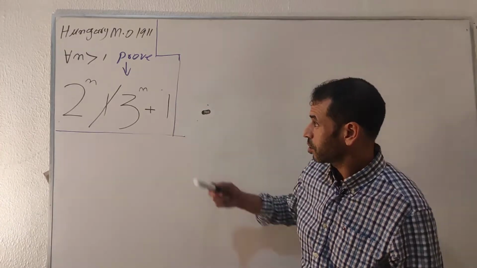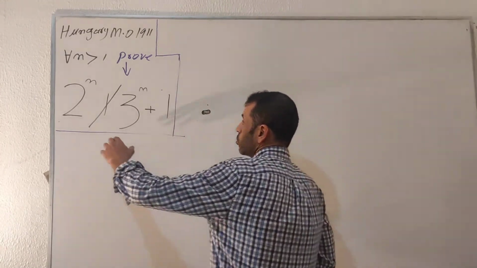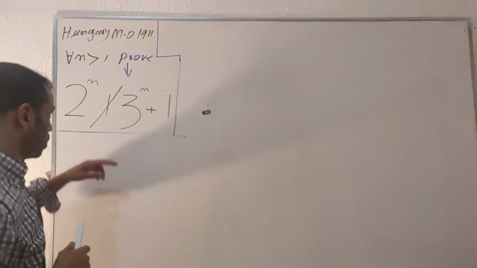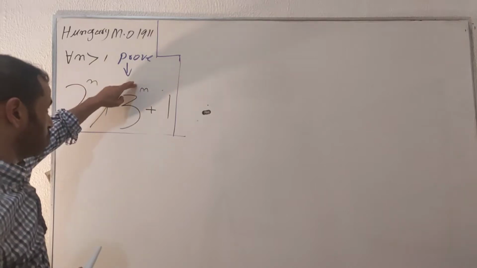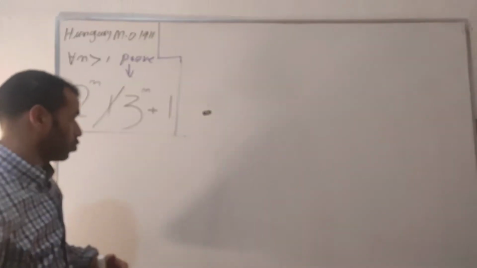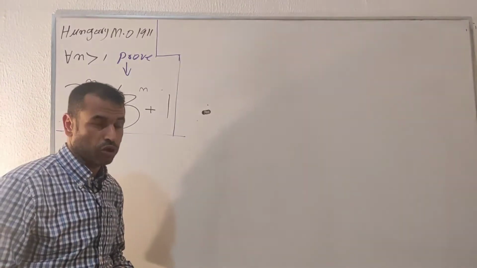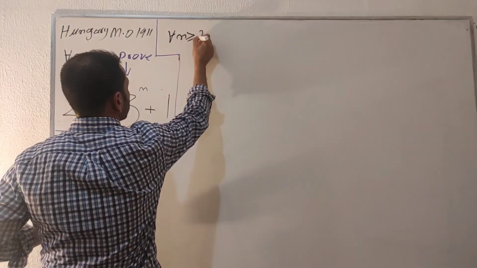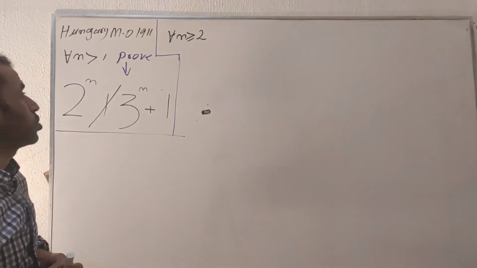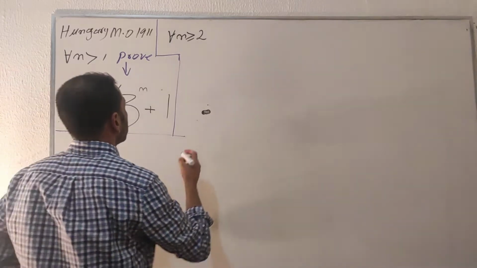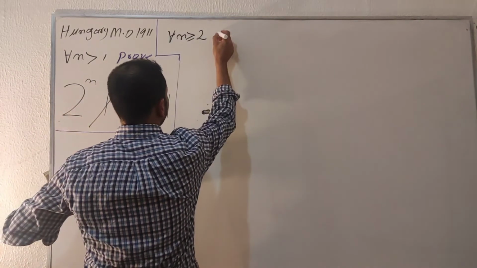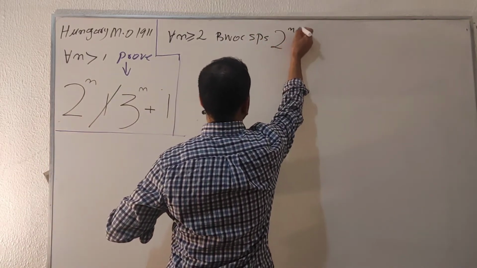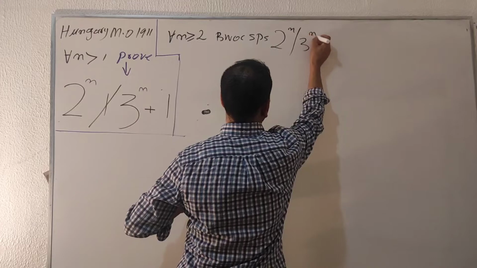So now let's get started with this one. I'm going to do this one by contradiction. We are going to assume this one divides this one, and at some point we start building the contradiction, for all n strictly greater than 1. So by contradiction, suppose 2^n divides 3^n + 1.